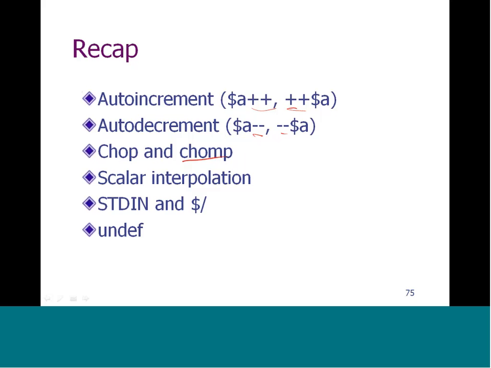Then we talked about some of the scalar interpolation, basically once you have a scalar variable, how it is interpolated within a print statement inside PERL. We will talk more details about this in the next slide. We also talked about the stdin and how that functions. We briefly looked at this dollar slash as a delimiter, and how we can use it to read multiple lines from a file or multiple lines from a standard in input. And then finally we also saw this undef essentially. So I'm going to take some more details about these three, just what we talked about last time.